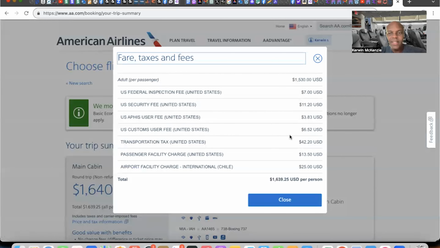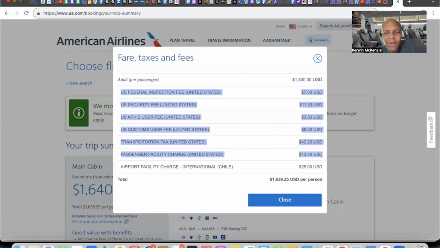And the details. Okay, so here's what we're paying. There's no surcharge on this one. You can see there are all US taxes, which is quite a bit. And then there's another transportation tax from the US, $42. PFC, passenger facility charge, $13.50. And then there is an airport facility charge from Chile, $25. So it's interesting that all these taxes that you pay are US taxes. Chile just gets $25 and that's it.